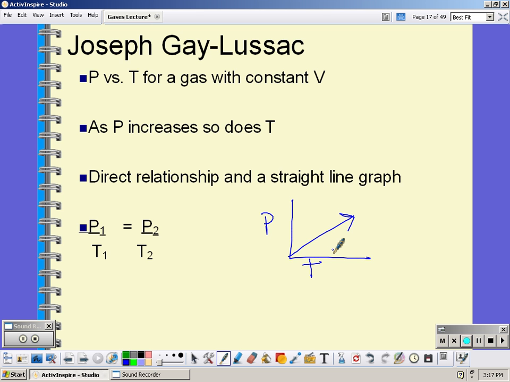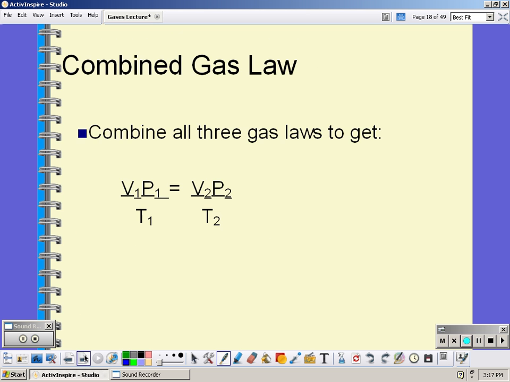If you were to take Boyle's law, Gay-Lussac's law, and Charles's law and put them all together, then you get the combined gas law. P1 V1 over T1 equals P2 V2 over T2. Be able to solve for each of those pieces. Just be careful when you're solving for T2. A lot of times students solve for the inverse instead of T2.